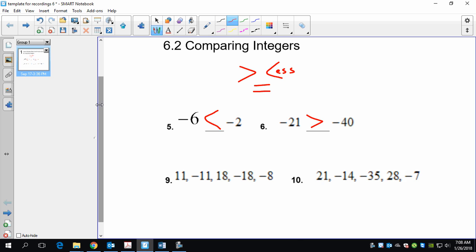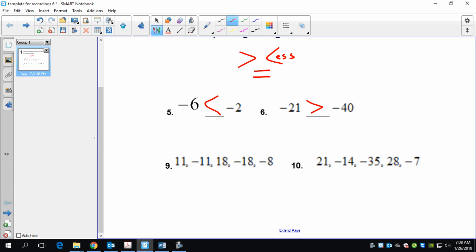For 9 and 10, we just have to put them in the correct order from least to greatest. And this is something where you can just number them. Start out with the one that's farthest from 0 down the negative number line. So we have -18 would be 1, -11 would be 2, -8 would be 3, and then we jumped into the positive. 11 would be 4, and 18 would be the biggest number for number 9.